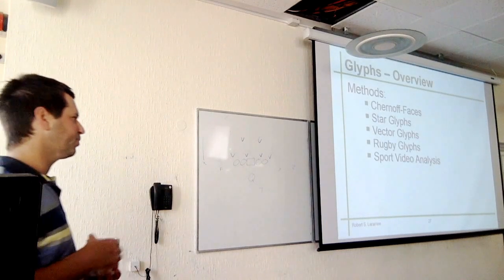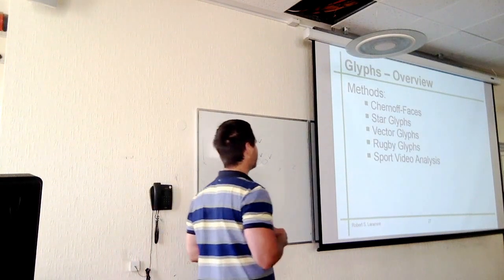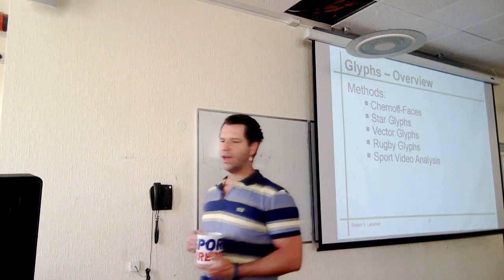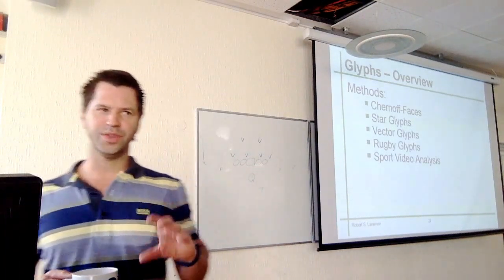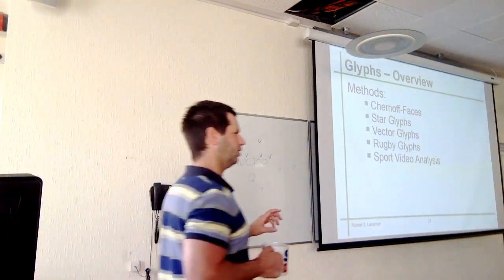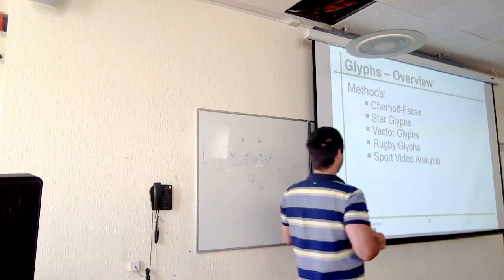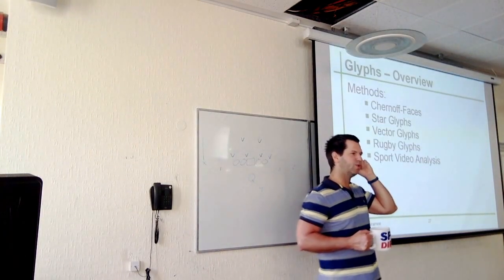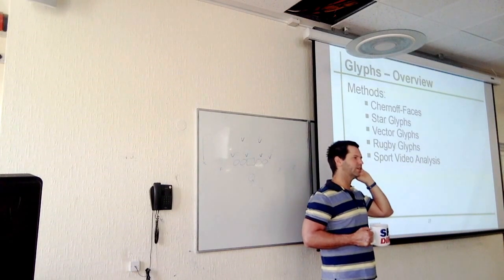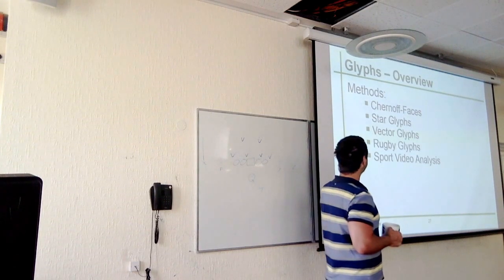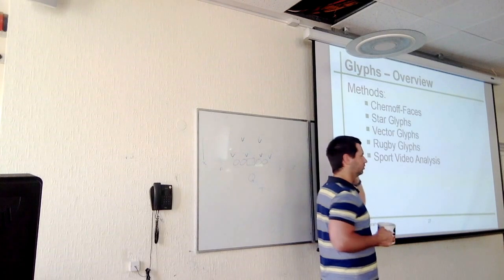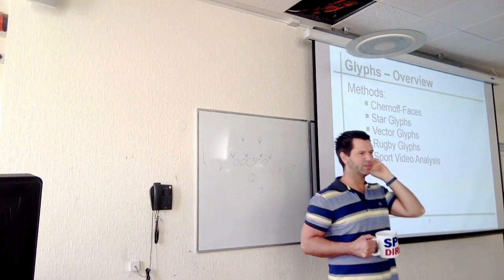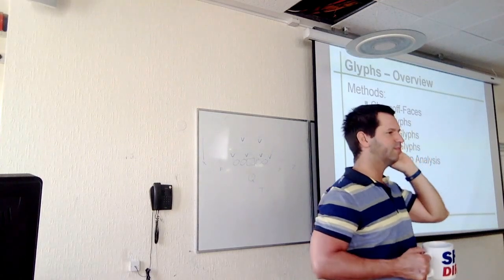So those are some n-dimensional visualizations, some very common ones. And we're going to continue on with n-dimensional visualizations. But this time it's a special class of visualizations called glyphs, which you've all seen before, actually. Anybody know where you've seen glyphs before? Rugby. That's right. We showed them in this module.